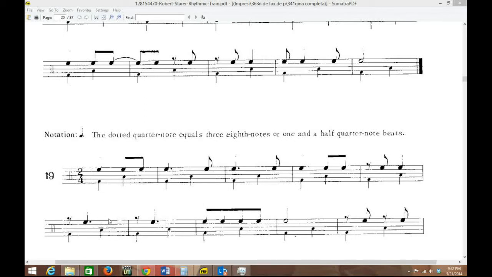So this is measure 1, and here we go. Ta. That was measure 1. I'll do it again. Here we go. Ta. Okay. And measure 2 is the same as measure 1.